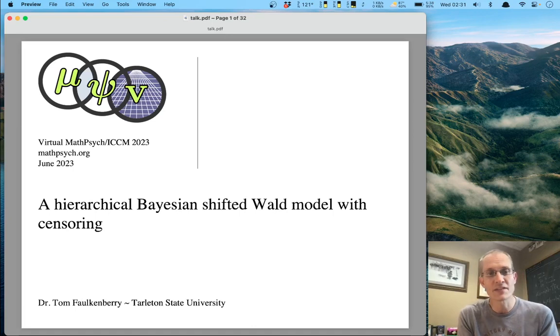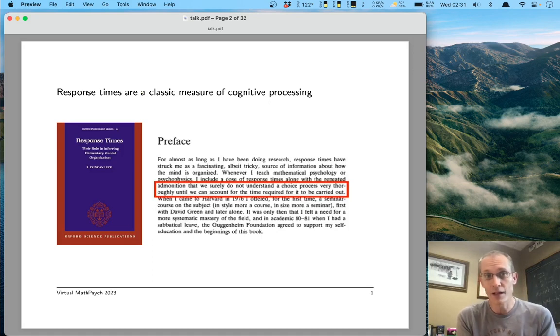And today my MathPsych talk is on a hierarchical Bayesian shifted Wald model with censoring. Now, it's likely very well known to this group that response times are indeed a classic measure of cognitive processing. In fact, in the preface to his classic book on response times, Luce indicates that we surely do not understand a choice process very thoroughly until we can account for the time required for it to be carried out.